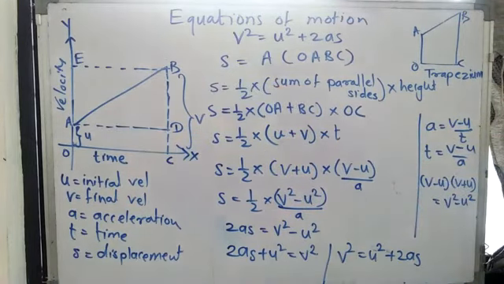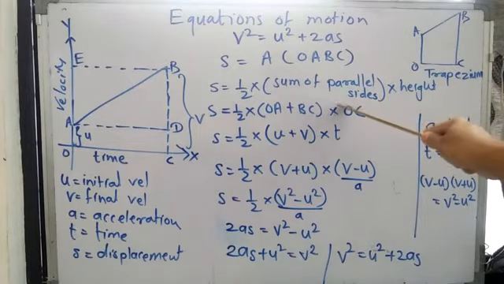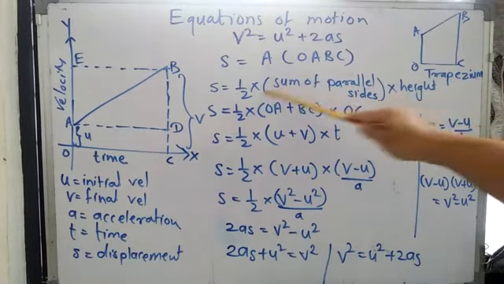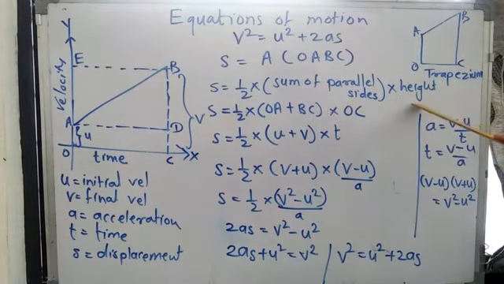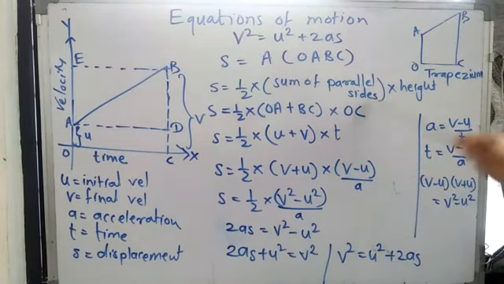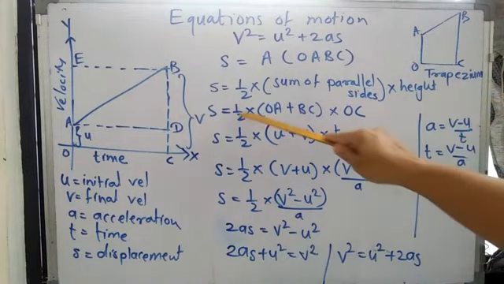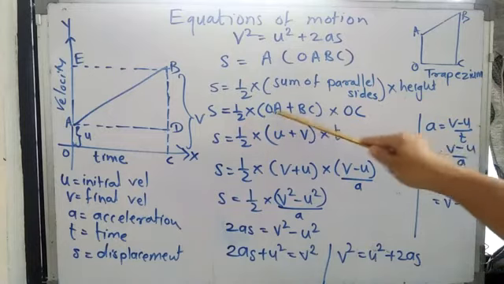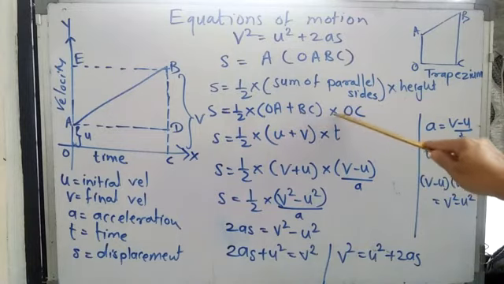So S is equal to area of trapezium OABC. Now we know the formula of area of trapezium: half into sum of parallel sides into height. So we'll first write the names of the segments. S is equal to half. Now which are the parallel sides here? OA and BC are parallel. So half into, in a bracket, OA plus BC, into height.